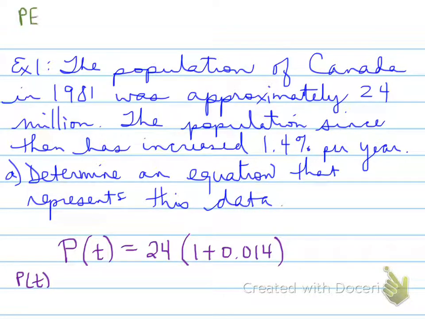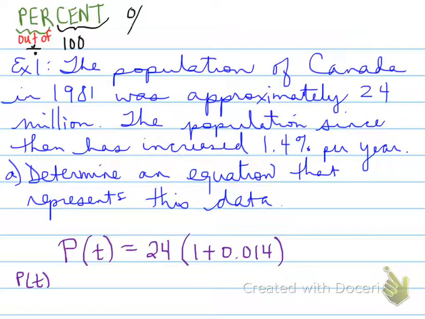So let's talk about the word percent and how you convert a percent to a decimal. Now you should remember this. Per, folks, stands for out of. Out of mathematically means divide. Cent, if you remember in French, means 100. So basically percent is out of 100. So we took the 1.4 and divided by 100 to get this value.